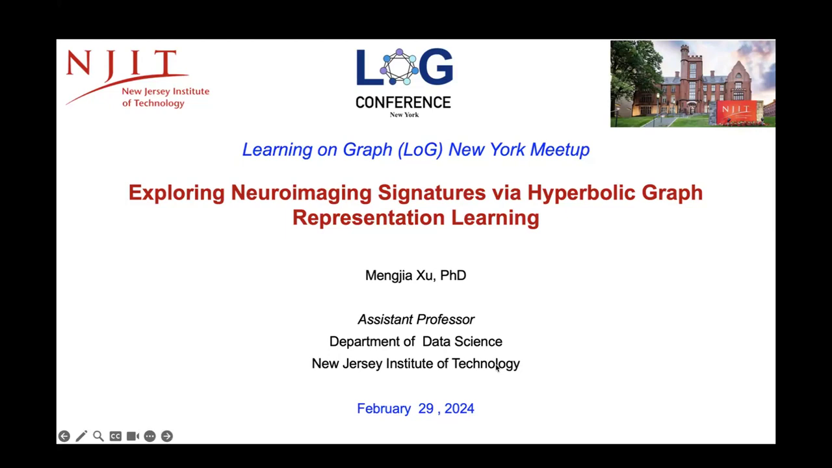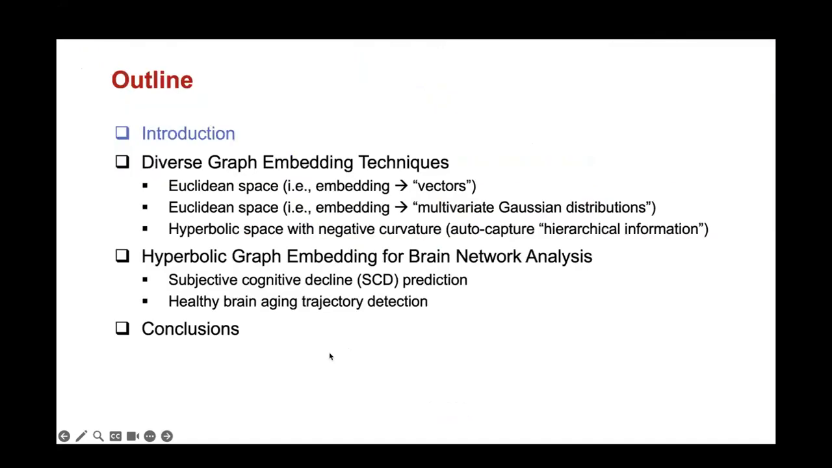Okay, so there is actually some overlap with the previous speaker, Ricky Tianqi Chen. So today my talk will include four parts. First, I will give a little bit of introduction and background, and second, I will introduce the different graph embedding techniques, including two different Euclidean space embedding methods: basically embedding the graph into vectors and also embedding a high-dimensional graph into density Gaussian distributions.